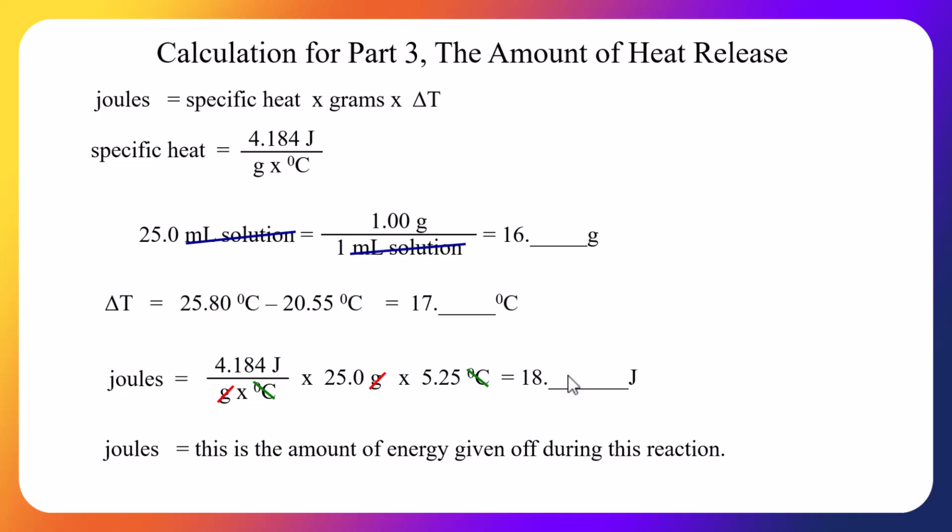This, once again, is the amount of energy given off during the reaction. So the reaction itself gave away this energy. So when we find out the amount of energy that was released from the reaction, once again, it'll be negative.